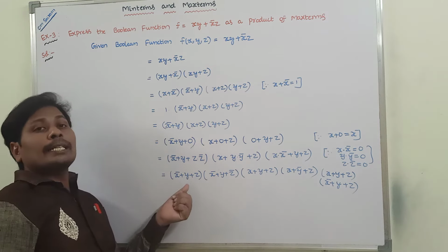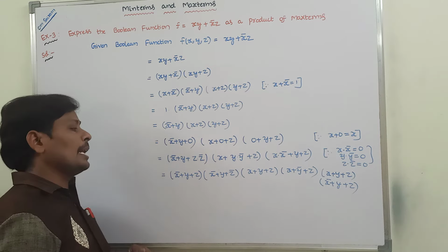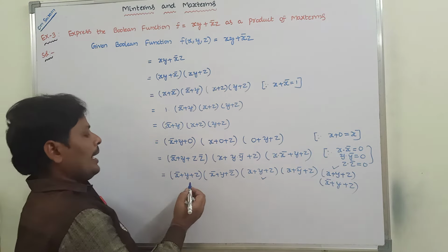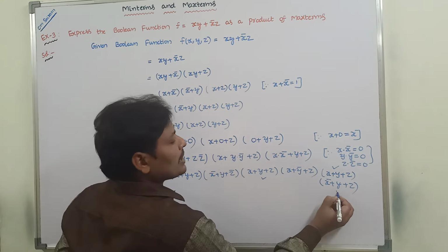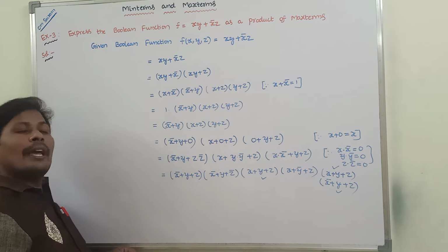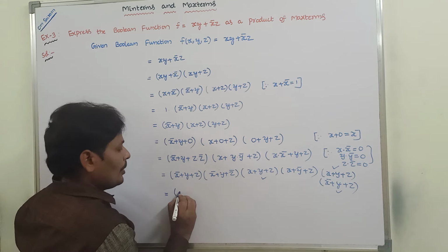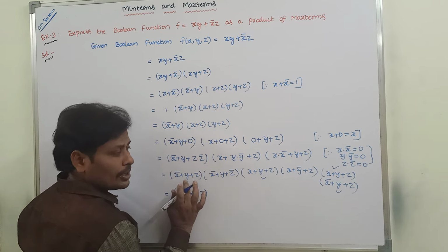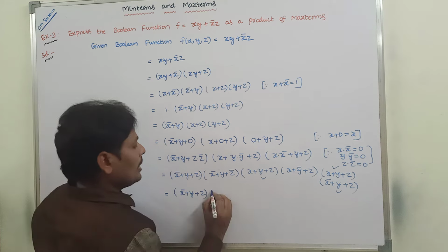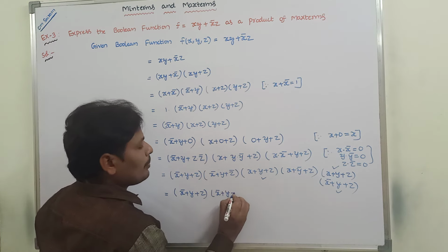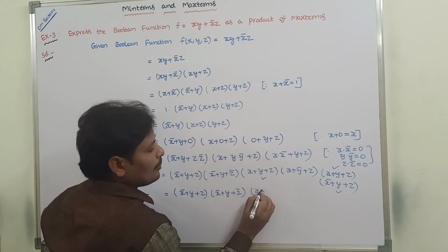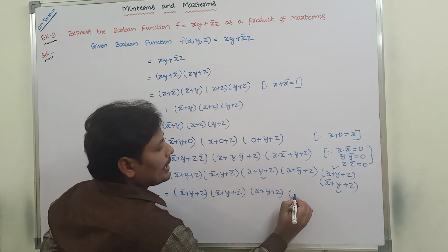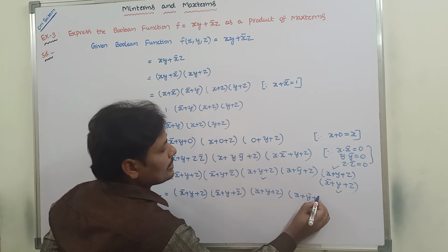If any term is redundant, the term can be eliminated. Here x plus y plus z appears twice, and x bar plus y plus z appears twice. The redundant terms can be eliminated. So I write x bar plus y plus z, and this repeated term can be eliminated. Next, x bar plus y plus z bar. Next, x plus y plus z; this term I write, and the repeat can be eliminated. Next one, x plus y bar plus z.